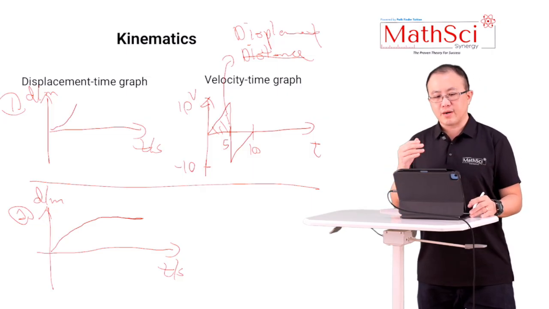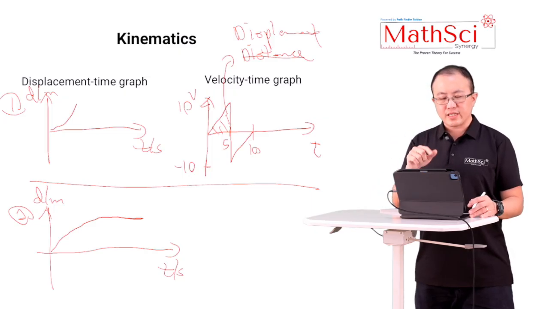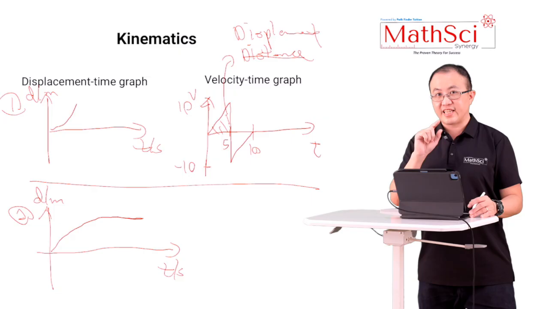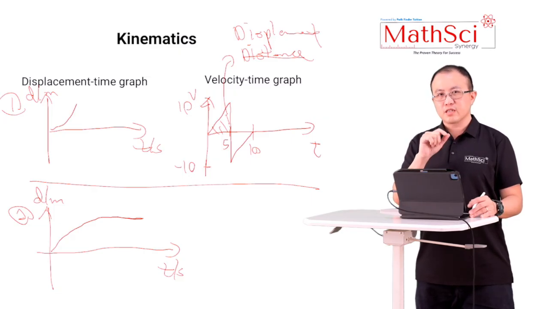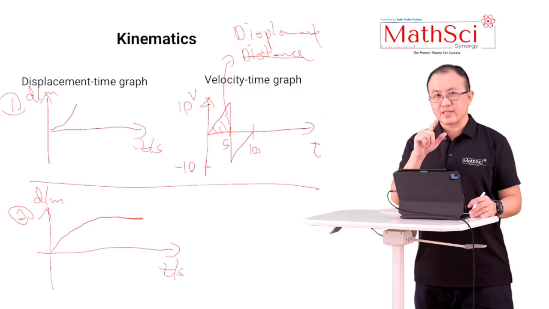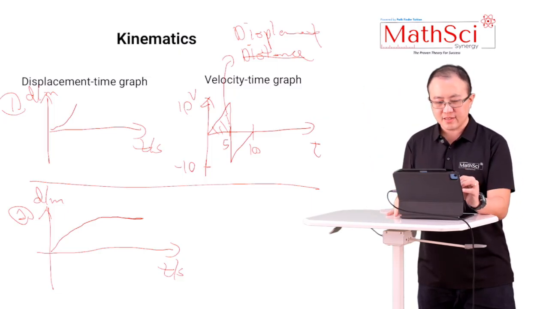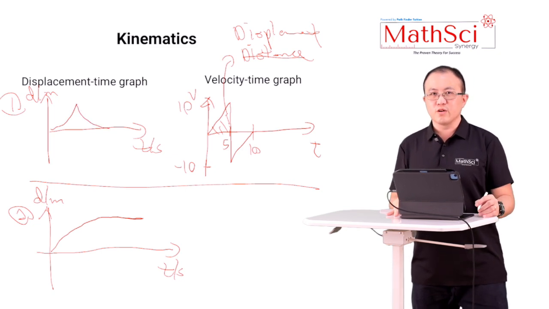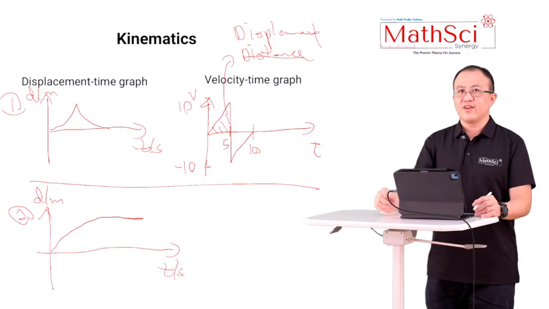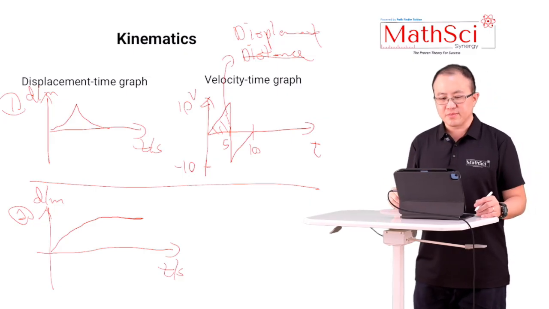The rate at which my displacement increases actually increases. But then in the next part, I started having a negative velocity. On the displacement time graph, the gradient is the velocity and it should be negative. So instead of upward sloping, now I will do a downward sloping, like that. And you will end back at 0. Notice that this is displacement.